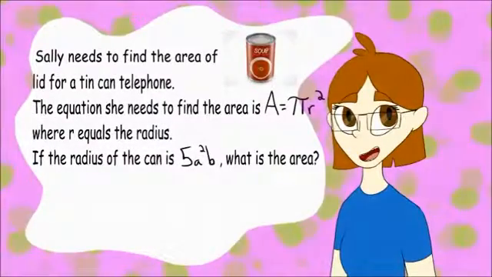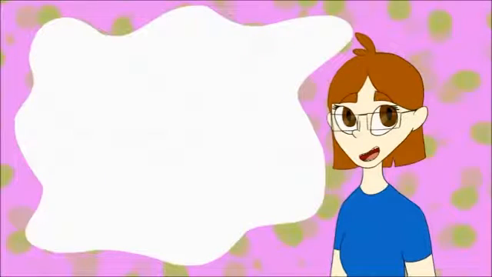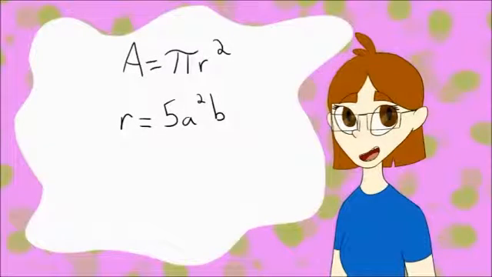Sally needs to find the area of the soup can lid for a tin can telephone. The equation she needs to find the area is A equals pi r squared, where r equals the radius. If the radius of the can is 5a squared b, what is the area? So according to the word problem, the equation we need to use is A equals pi r squared, and the r, which is the radius, equals 5a squared b.